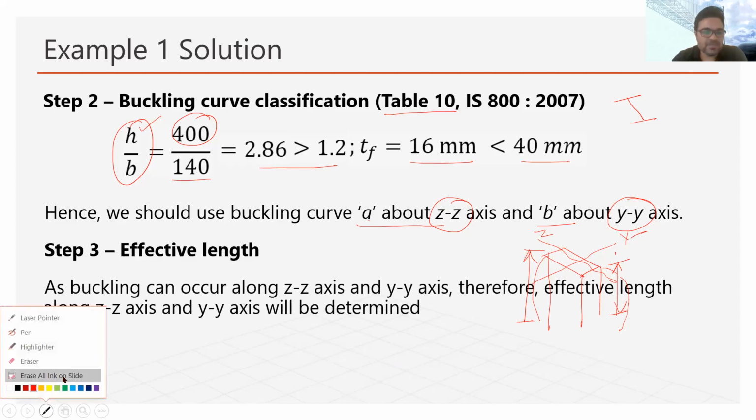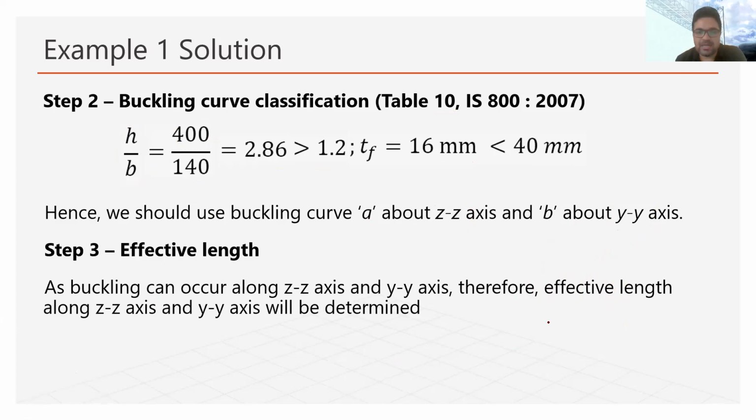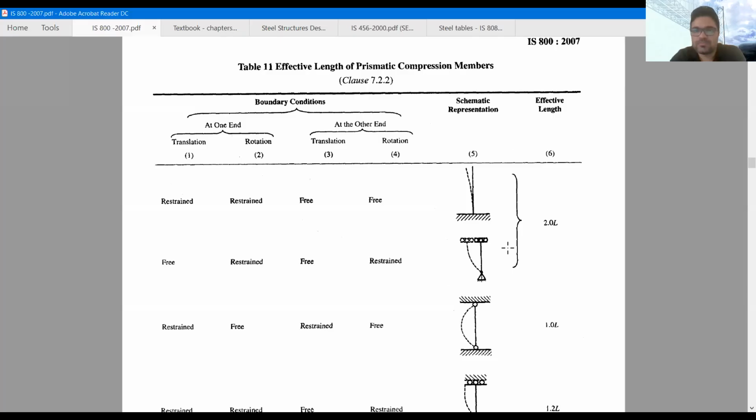As I have written here, because buckling can occur along Z axis or Y axis, therefore we will find out effective length along zz axis and yy axis. Well, effective length depends on the end conditions, how our column is connected. So in the question it is already mentioned that there are pin connections. So what is the meaning of pin connection? For that we have to refer to the IS code, and again I am showing. So to calculate the value of effective length, we will follow this table 11 from the IS code.